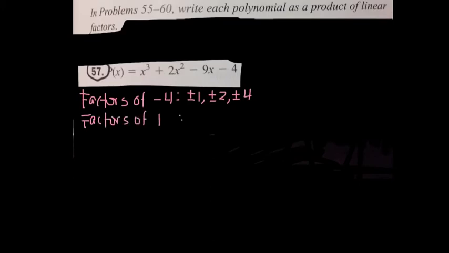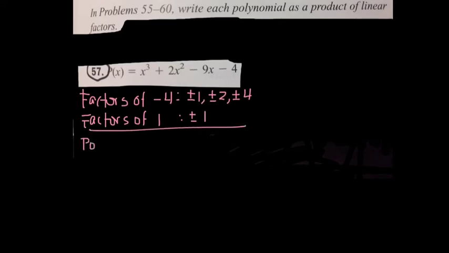In this problem, I'm also asked to write the polynomial as a product of linear factors. Again, the way to start is to find factors of the constant, which in this case is negative 4. So my factors of negative 4 would be plus or minus 1, plus or minus 2, and plus or minus 4. Then I need factors of the leading coefficient, which, since that's understood to be a 1x to the third, I need factors of 1, which are just plus or minus 1.